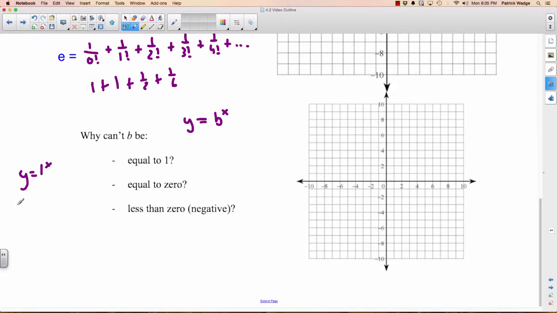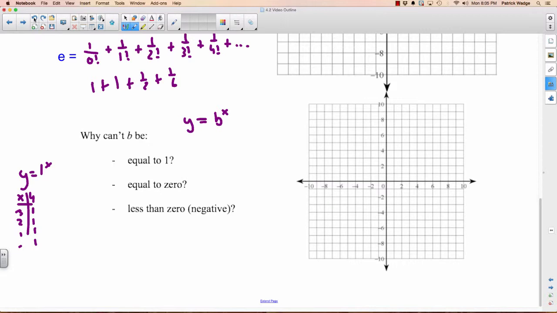And if you did your table, x, y, 3, 2, 1, 0, 1 to the third power is what? 1. 1 to the second power, 1. 1 to the first power, 1. 1 to the 0 power, 1. It's always going to be 1. So you're going to end up with a horizontal line like this. That's not exponential looking, is it? It doesn't look like the other curves we've done today. That's a linear. So b can't be equal to 1.